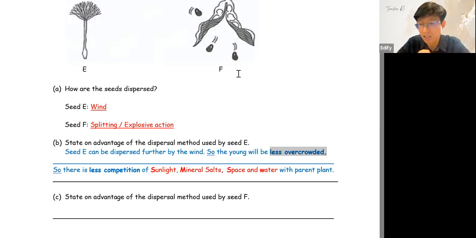It is that it does not need to depend on the wind. Even if there's a day with zero wind, it is still able to disperse the seeds when there's no wind. And isn't that an advantage? You don't have to depend on other factors to help you.